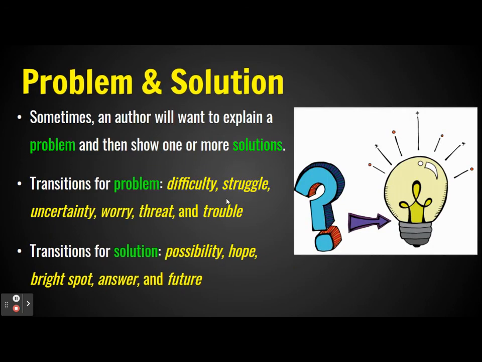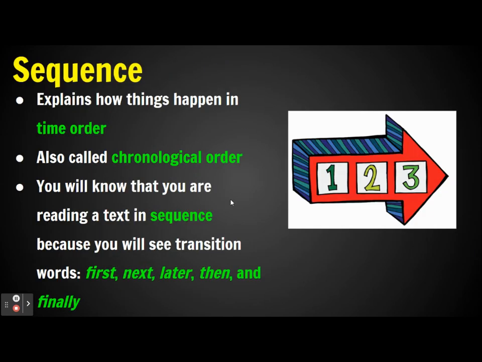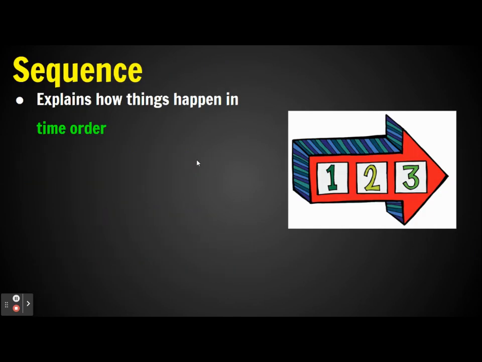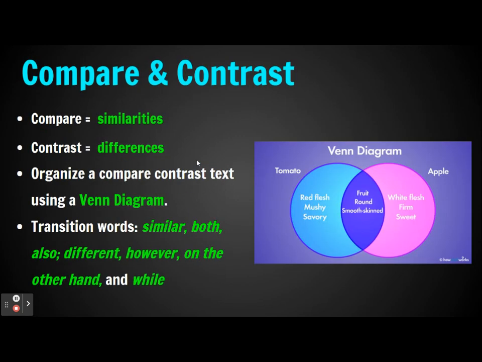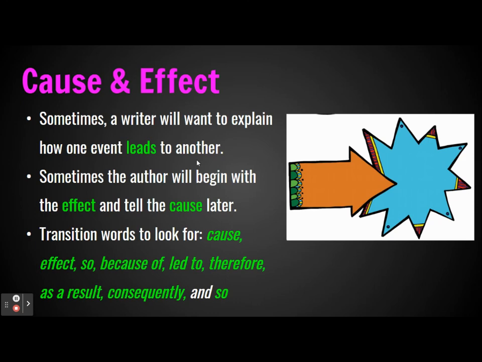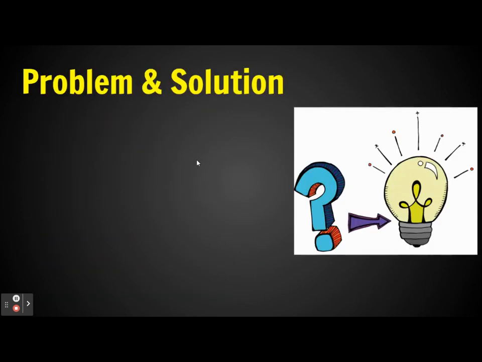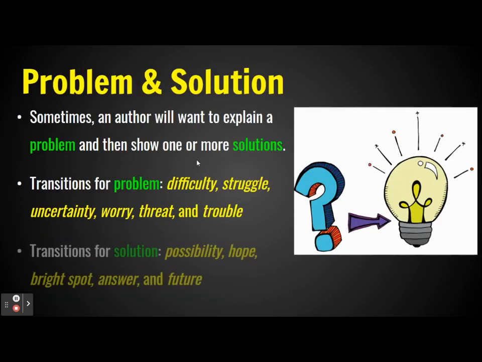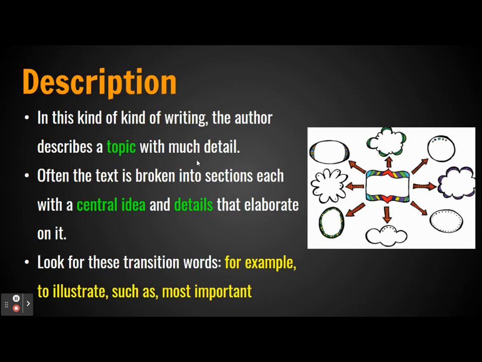Make sure that you remember there are 5 different types of text structures for nonfiction. We have sequence, compare and contrast, cause and effect, problem and solution, and finally, description. Good job, y'all.